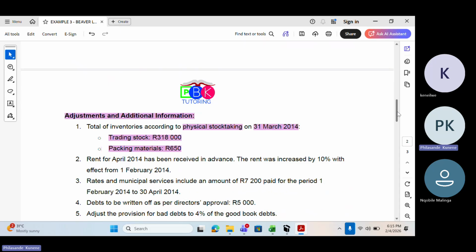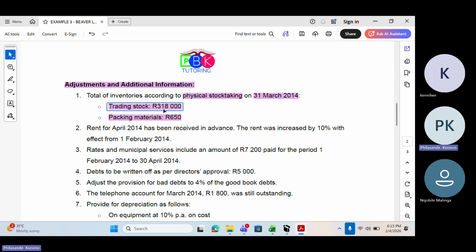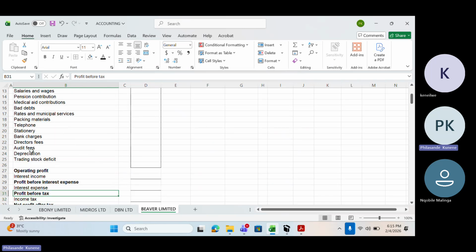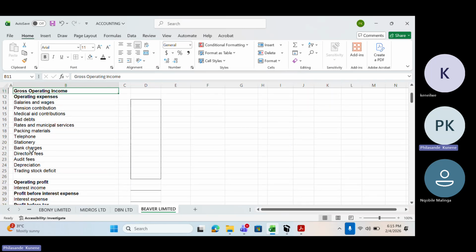But looking at the one that was counted at the end, it is only 318,000. You can see now that we have a stock loss here. We have a trading stock deficit, 325,000 minus 318,000 rand. That is going to affect our income statement. So I'll go to my operating expenses and check if I have my trading stock deficit there.